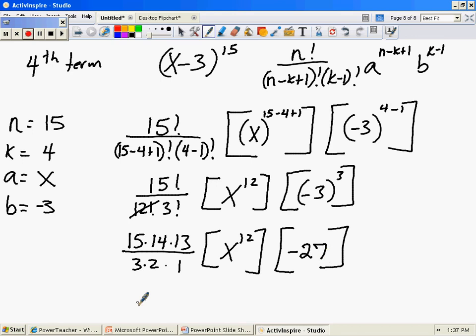Okay. All right, so let's do the coefficient here for Pascal's triangle. If that's what this gives us, is the coefficient. So 3 goes into 15 5 times, 2 goes into 14 7 times, and then we'll just multiply what's left there. So 5 times 7 times 13 would be 455.